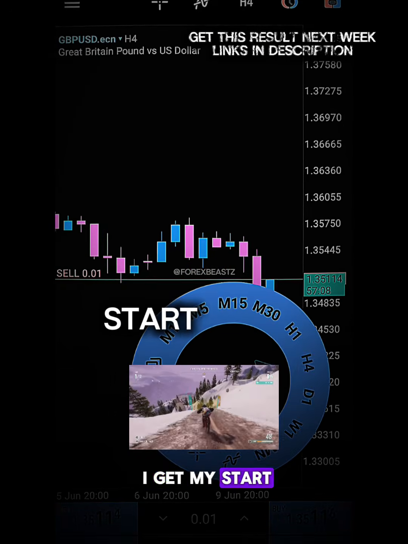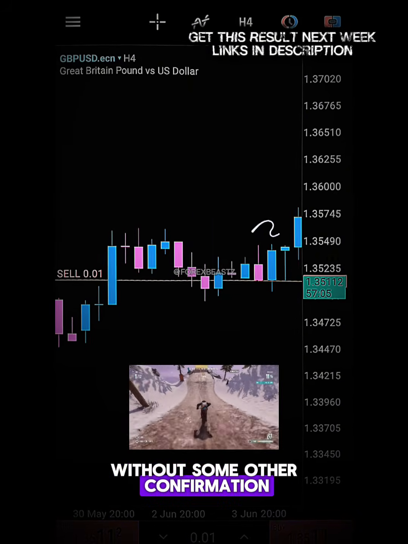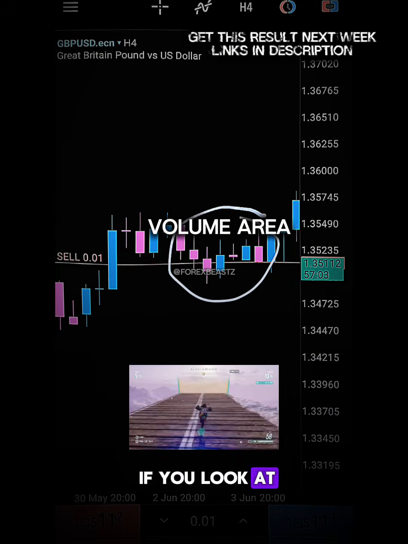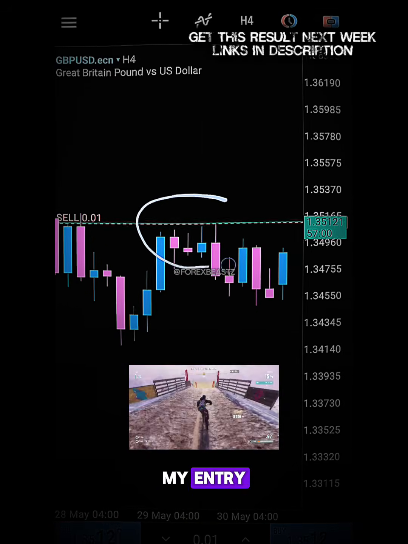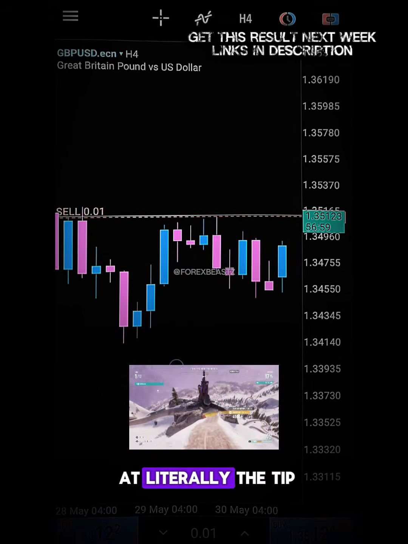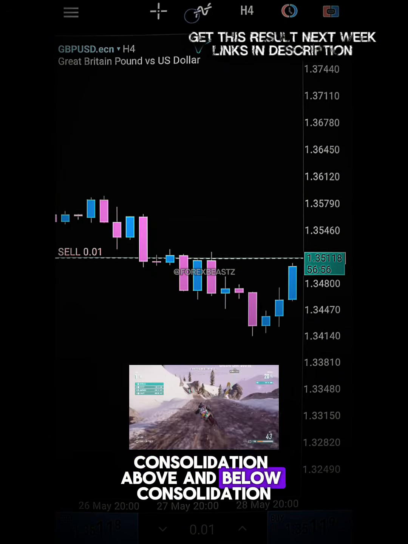And then I get my start and finish point. But if you don't get your start and finish point without some other confirmation, you will lose. Like if you look at that point there, you can see that that point was backing up my entry, and my entry was at literally the tip of those two consolidations, above and below.